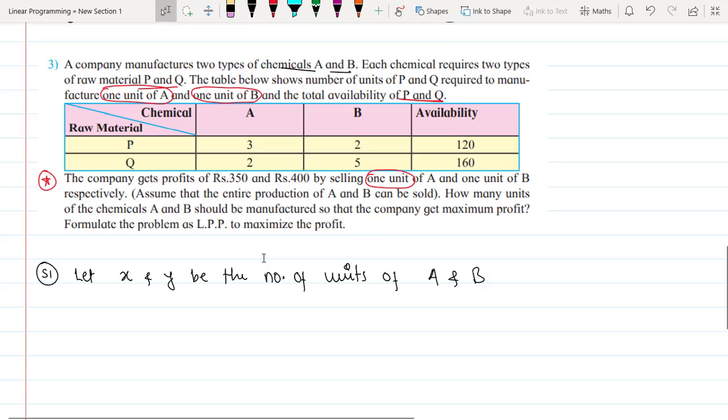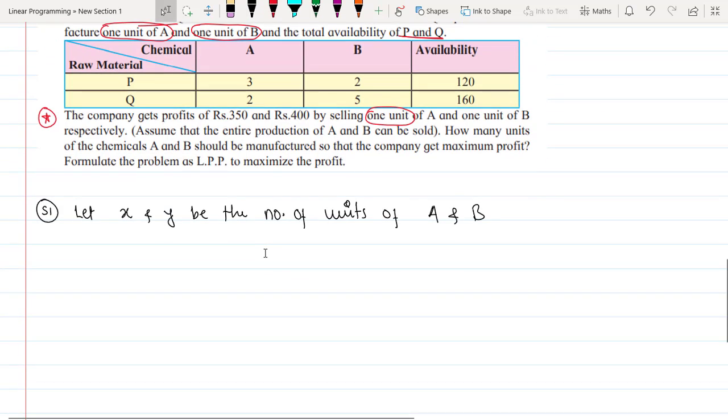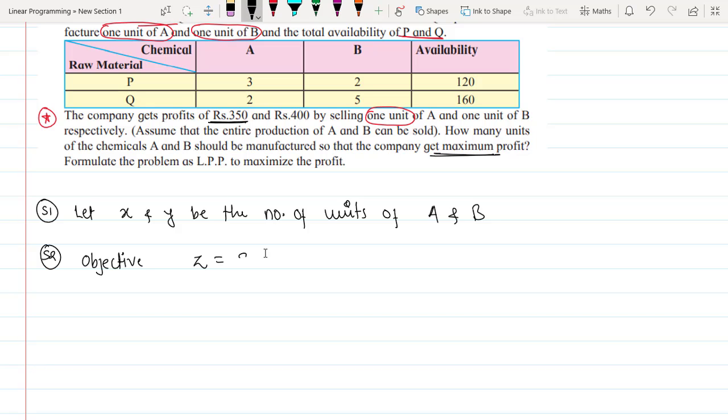Okay, so what will be your profit function here? What you want is how many units of chemical A and B should be manufactured so that the company gets maximum profit. So step number 2 is: you get the objective function. My objective function will be Z, maximum the profit. So X and Y are the number of units of A and B. एक यूनिट का प्रॉफिट कितना है? 350. So we get 350x plus second का 400, plus 400y. And your objective is to maximize this Z.